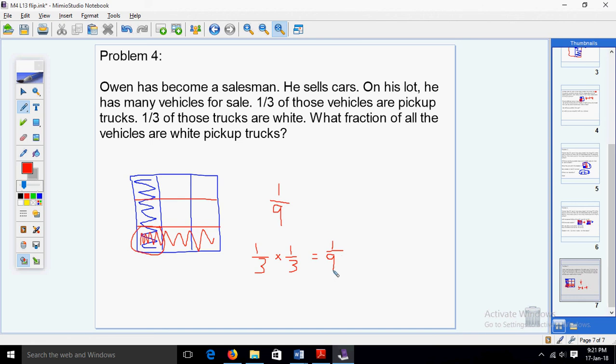All right. Now please remember, this is only when you multiply fractions by fractions. All right. Don't get them confused with multiplying fractions by whole numbers. Okay. This is fractions by fractions.